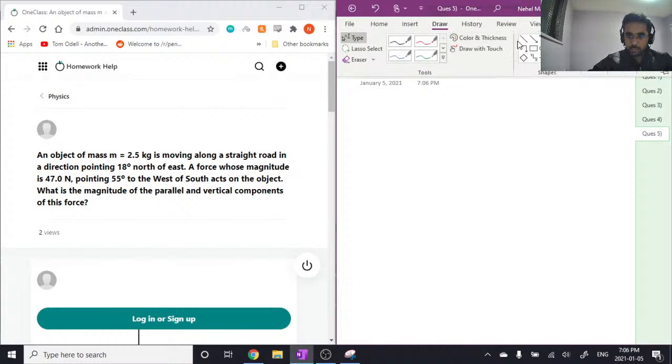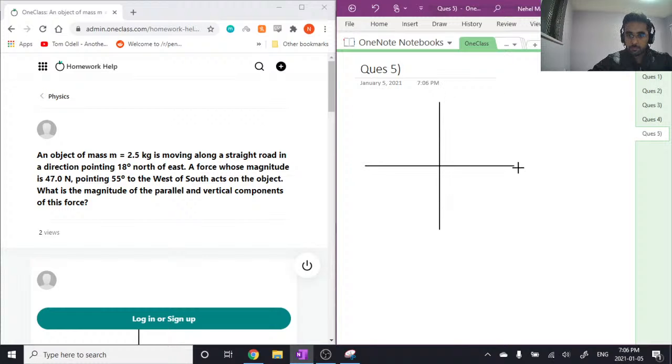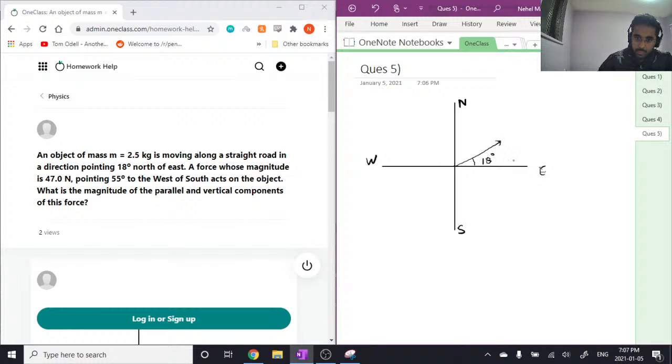Okay, well, let's first draw this scenario. Okay, let's mark down our 4 directions. So north, south, east, and west. So the object is initially moving on a straight line pointing 18 degrees north of east. So the way you think of that is you would be traveling east, but then you go north. So you go 18 degrees north. So this angle is 18 degrees.